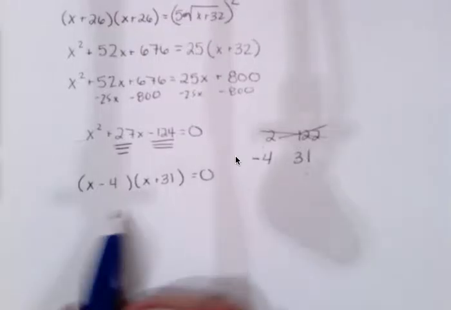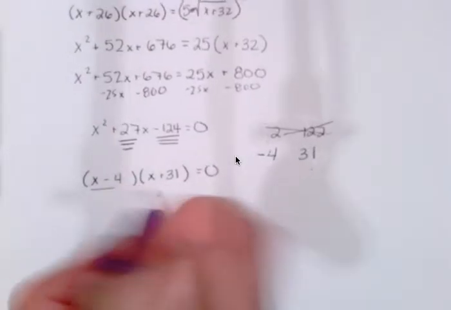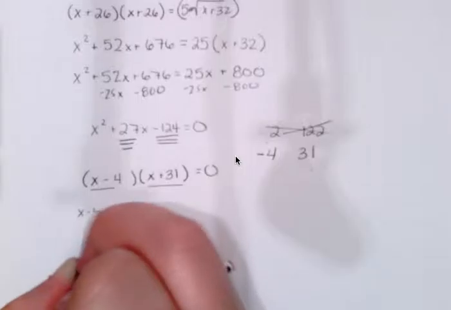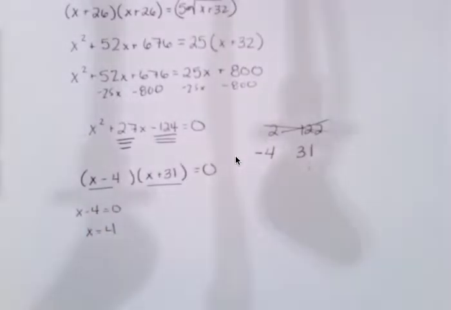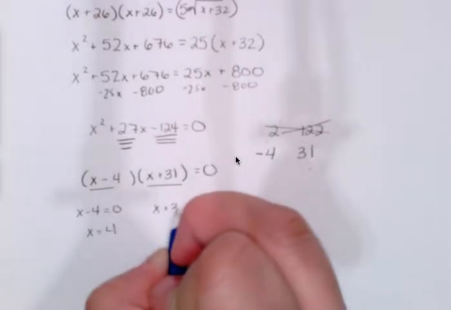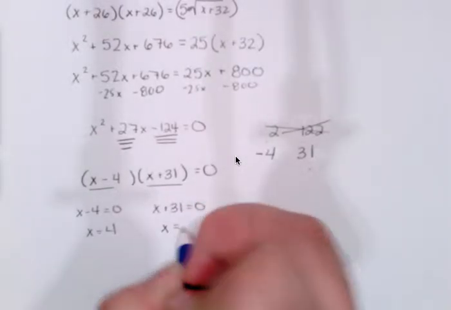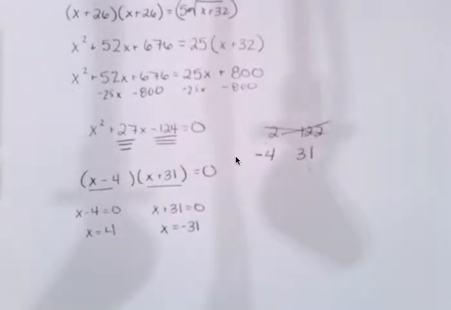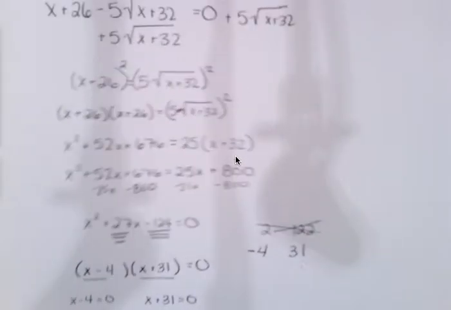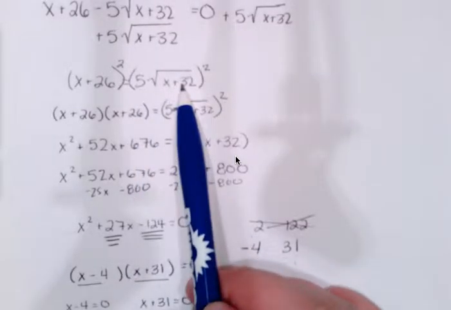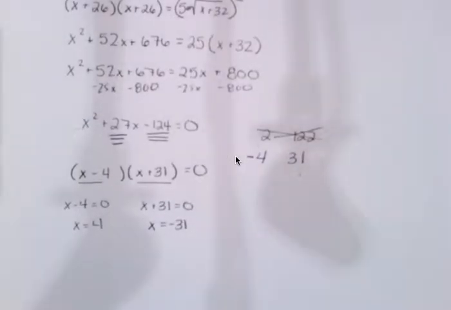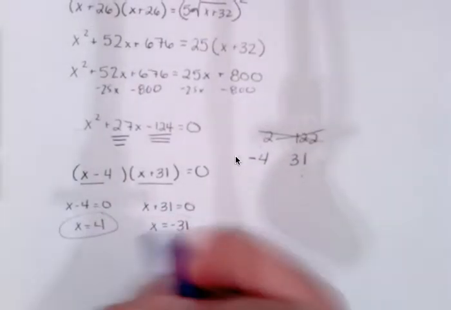Then I'm not done, I have to solve. So to solve, I set each one of these equal to 0. So I get x minus 4 equals 0 to get x equals 4 for an answer. And I set x plus 31 equal to 0 and I get x equals negative 31 as an answer. Now, because of this square root, when I squared it I could get the plus or minus of this, so we actually added an extra answer. We call that an extraneous solution. So I have to plug these back into my original and see if they work.